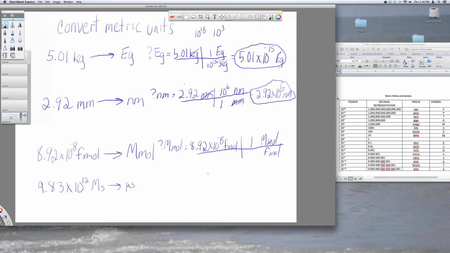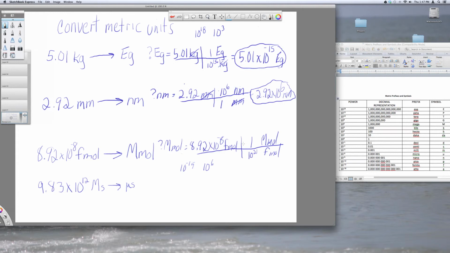And then I've got to figure out how many femtos are in a mega. So femto is 10 to the negative 15th. Mega is 10 to the 6th. How far are we talking from negative 15 to 6? Well, from negative 15 up to 0 is 15, and then 6 more adds up to 21. So 10 to the 21st. That's what you would do there.